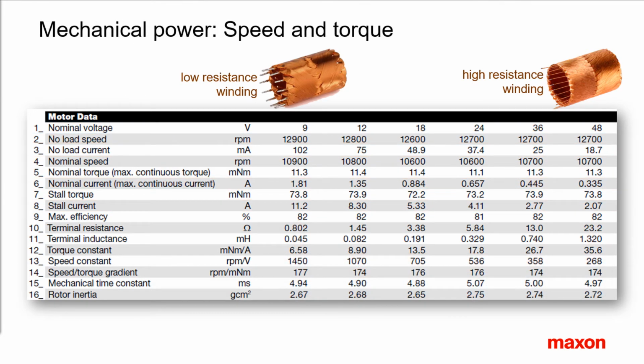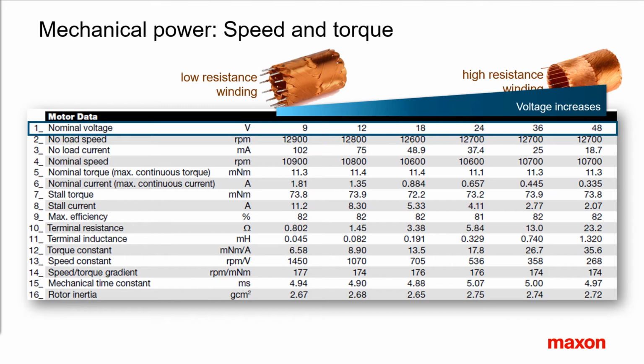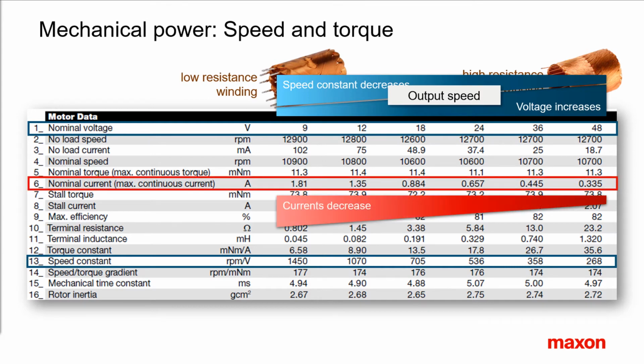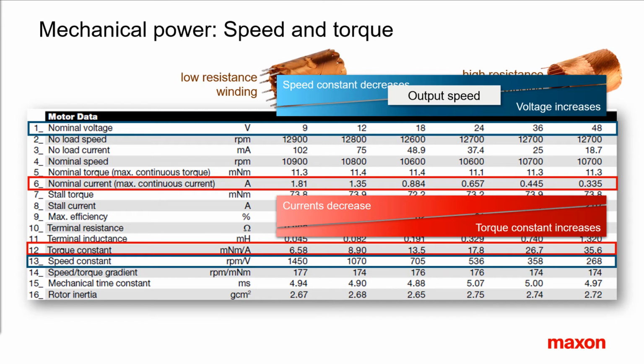Any winding can reach similar speed and torque, however, with different electrical input, voltage and current. The increasing voltage over the winding series is counteracted by the decreasing speed constant. As a result, similar output speed can be reached with the different windings. An analogous statement can be made about current. The lower current of the high resistance winding is compensated by a higher and higher torque constant, resulting in the same output torque.